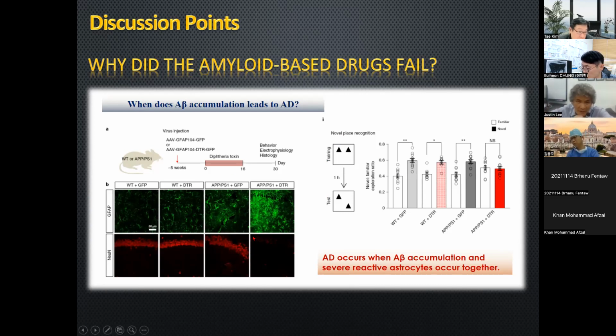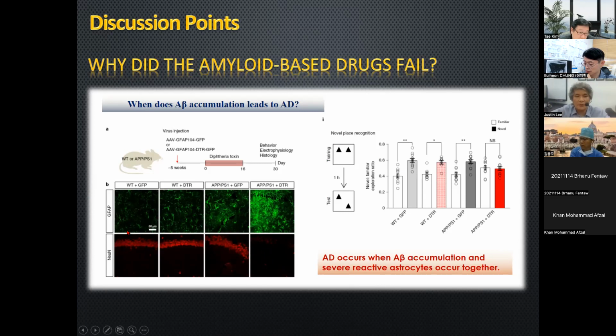So we used this mouse, and we injected an adenovirus, which is known to cause inflammation in the brain, into the hippocampus. We can see that in this APP-PS1 mouse with the virus, we were able to cause severe reactive astrocytes. And you can see now that the neuronal population disappears, while the APP-PS1 control mouse still shows the neuronal population. So we were able to cause neurodegeneration in this lousy AD model, APP-PS1, because we were able to introduce severe reactive astrocytes with the virus.